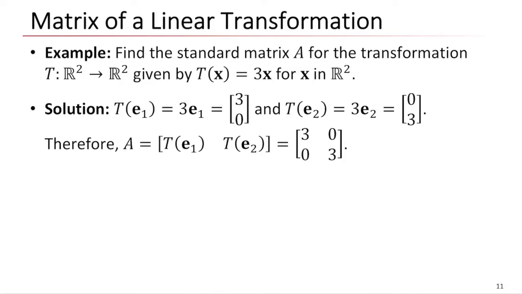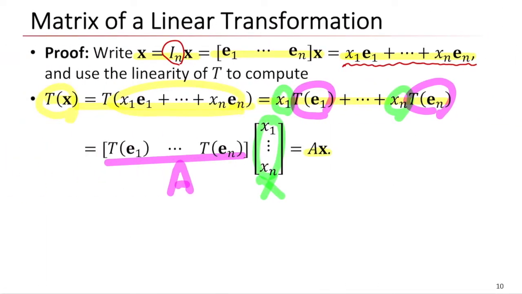So first of all, find the standard matrix A for the transformation T from R2 to R2 given by T(x) equals 3x for any vector x in the R2 space. Okay, so here we can say that T(e1) is equal to 3e1, so it will be (3, 0), and T(e2) is going to be (0, 3). So what is the matrix A?